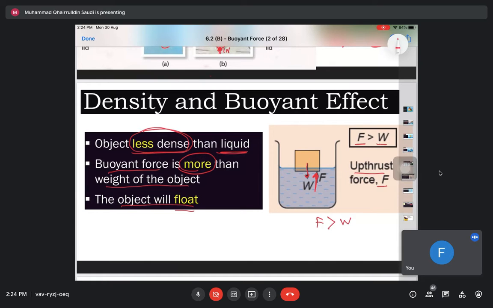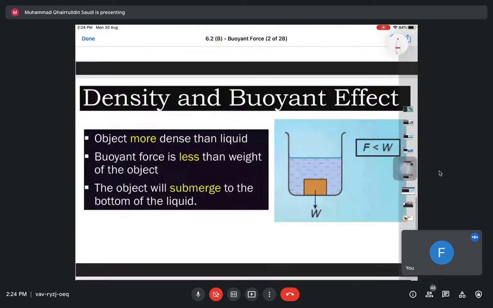For an object that is denser than the liquid, the buoyant force is less than the weight of the object. So the weight pulling downwards is greater than the force pushing upwards. That's why the object will submerge or sink to the bottom of the liquid. Okay, it is the same thing, but you just add another fact about buoyant effect.